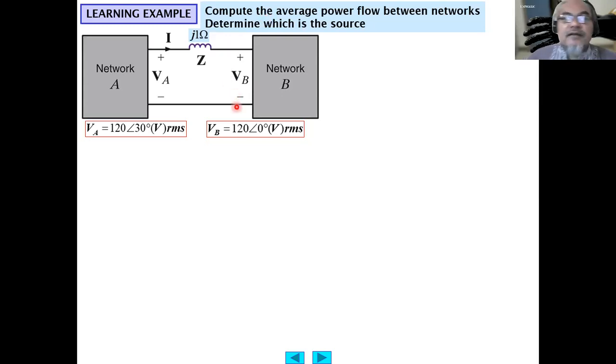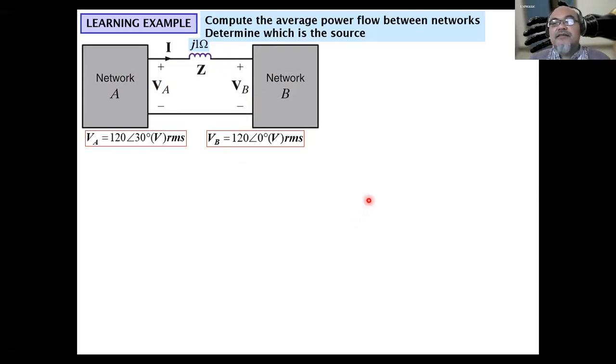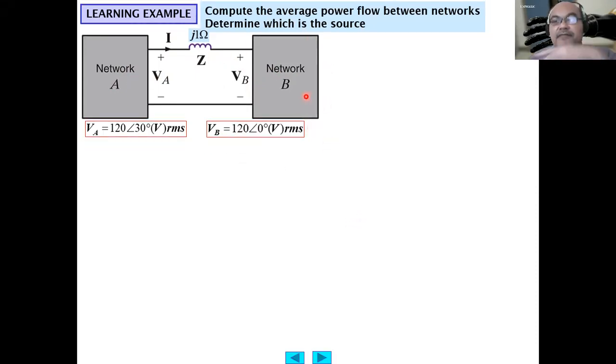Now compute another example. Compute the average power flow between these two networks. Determine which one is the source of the power. If one is the source of the power, then the other part will be absorbing or dissipating power, positive according to the passive sign convention, while the source should be negative.